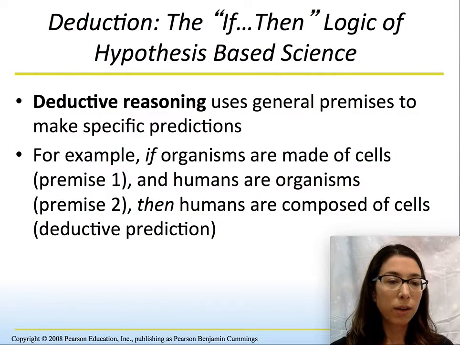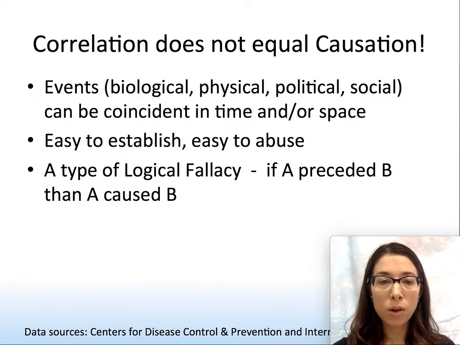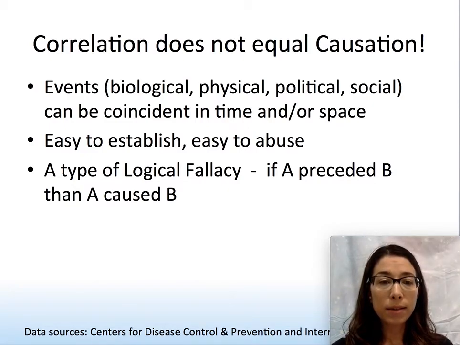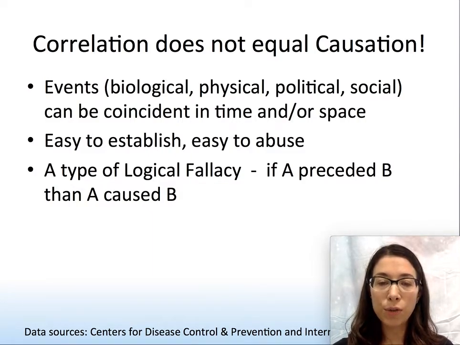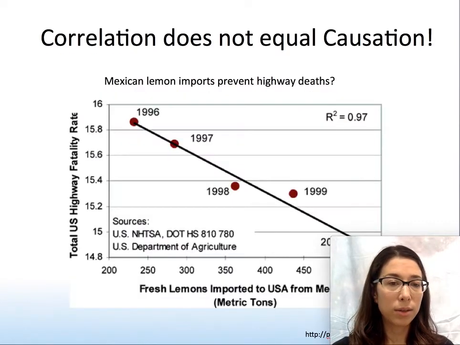You can read more about that if you like. However, because we might be making correlations between two things that are not necessarily correlated, it's important to remember that correlation does not always equal causation. Events, any event, right, can be coincident in time or in space. A correlation between things is easy to establish and very easy to abuse, and we'll see some examples of that. And this would be considered a logical fallacy. If A precedes B, then A caused B. But it's very important as scientists to remember that correlation does not equal causation. And this is a pitfall that scientists can fall into frequently when they are interpreting their results.